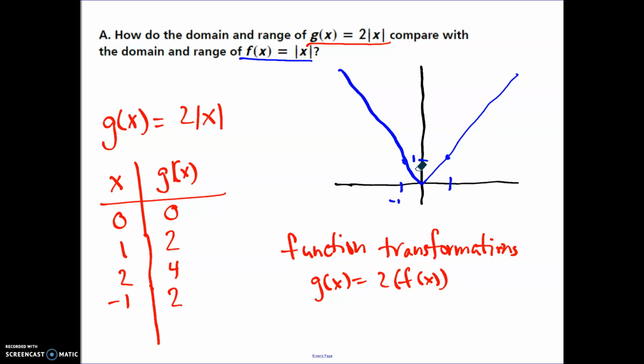So either way, let's go ahead and look at the graph. It still sits at 0, 0, but 1 now becomes 2. 2 becomes 4, right? So it becomes a much steeper V, still symmetric about the y-axis. So that's what the graph would look like. And then if you remember, the question is, how do the domain and range compare?